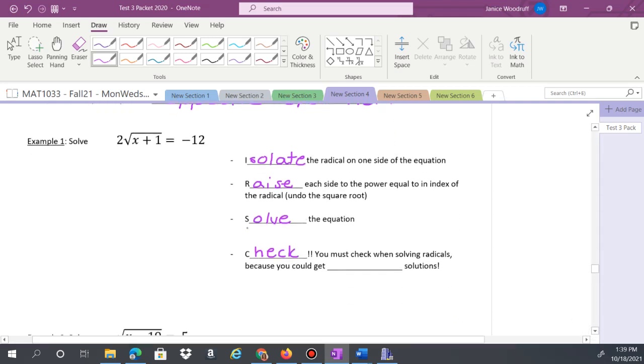Let's go through those steps with this problem. Isolate the radical on one side of the equation. So you want to isolate this square root. Anything that's not in it needs to go to the other side. This is 2 times the square root of x plus 1. To isolate, I'm going to divide both sides by 2 so that these 2's can cancel each other out. This is going to be square root of x plus 1 equals negative 12 divided by 2.